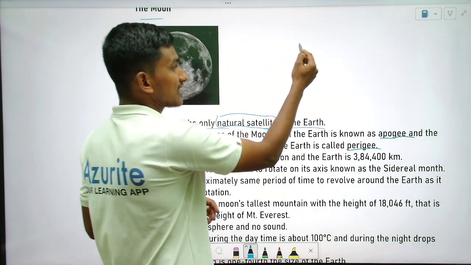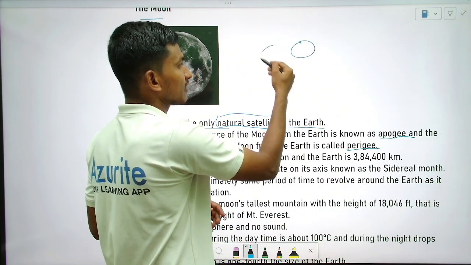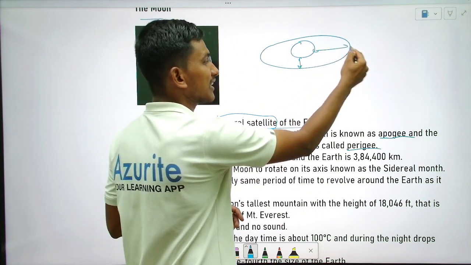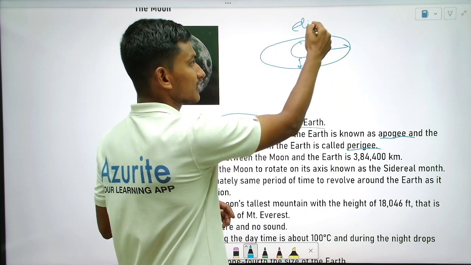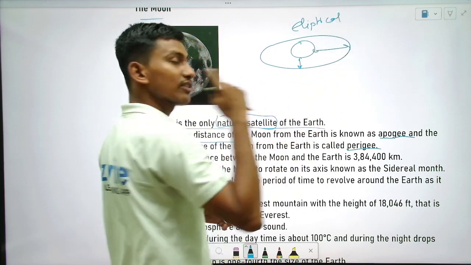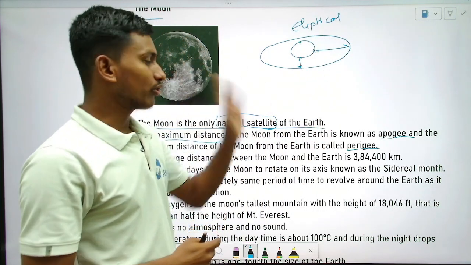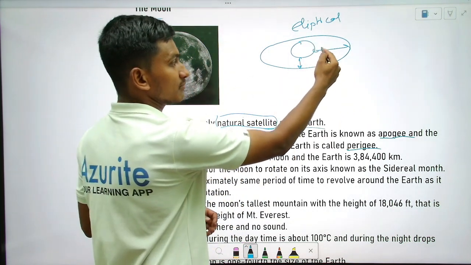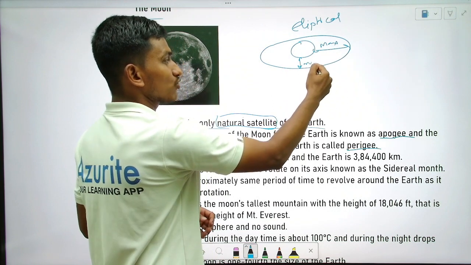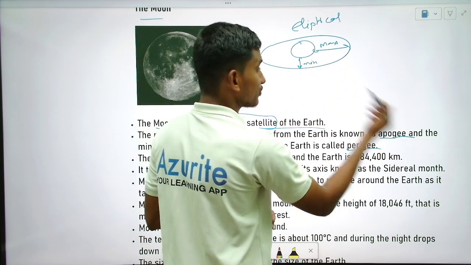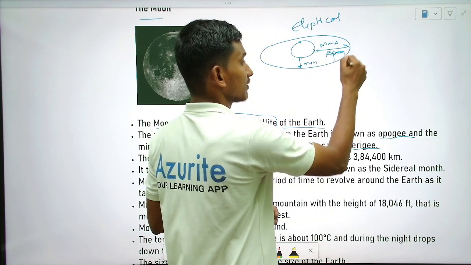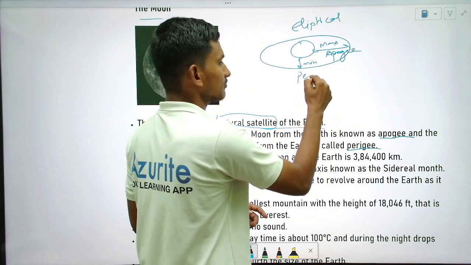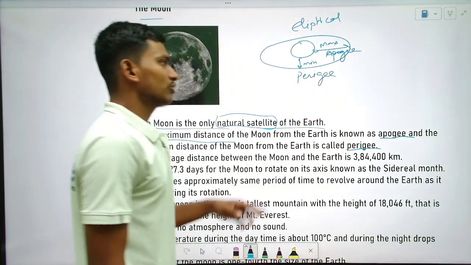Okay, so this is the earth, and the moon rotates around it. This distance is smaller and this distance is bigger in the elliptical orbit, right? Everything in the solar system revolves in an elliptical orbit. This is the maximum distance, which we call apogee, and this is the minimum distance, which we call perigee. So remember that.